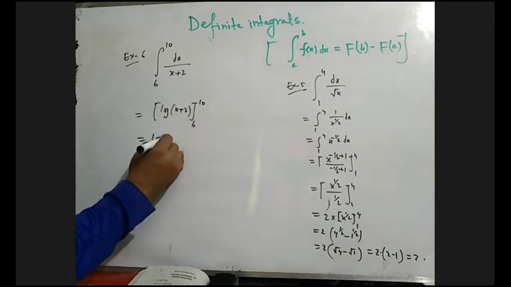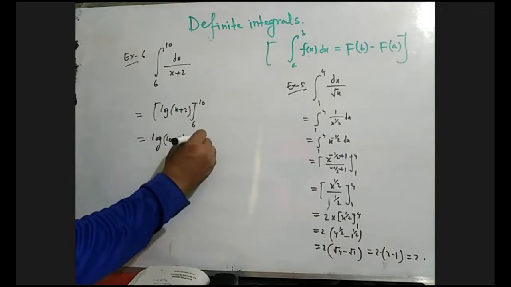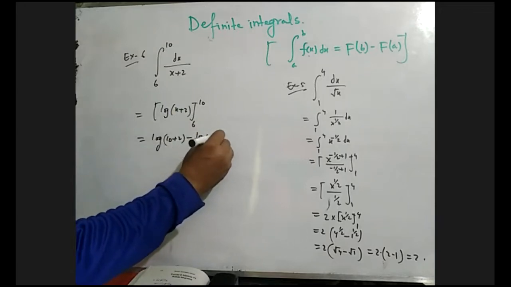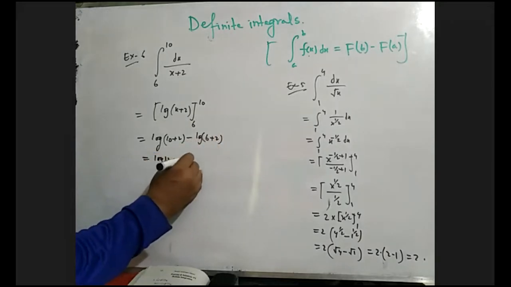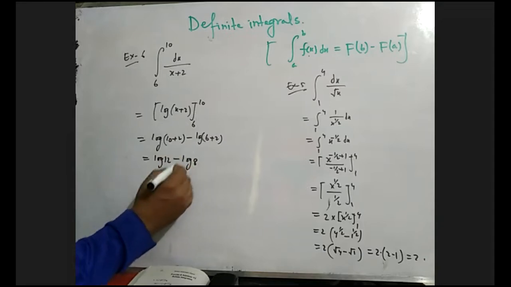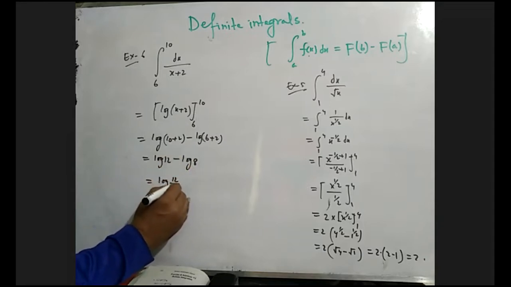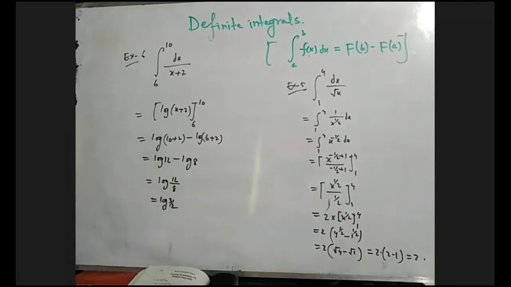Putting the upper limit value in place of x, 10 plus 2, minus the lower limit 6 plus 2. Log 12 minus log 8. Log m minus log n, formula what? Log m by n. That means log 3 by 2. This is the result.